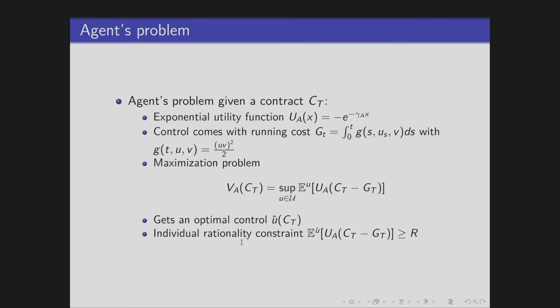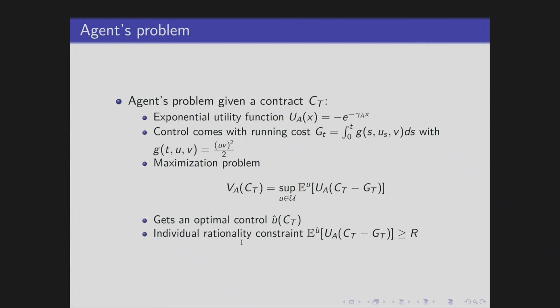And so the problem he has to solve at the end is he considers his payment, which is given by the contract, minus the accumulated cost he has at the end, and he puts this into the utility function, and he wants to maximize it over a set of admissible controls that he has over the system. So this is the maximization problem that the agent faces, and at the end he will get some optimal control that depends on the contract he was originally given. And there's an individual rationality constraint, which simply means that he will quit if his utility is too low. And so we have the constraint that this expected utility has to be bigger than some constant that we fixed beforehand.